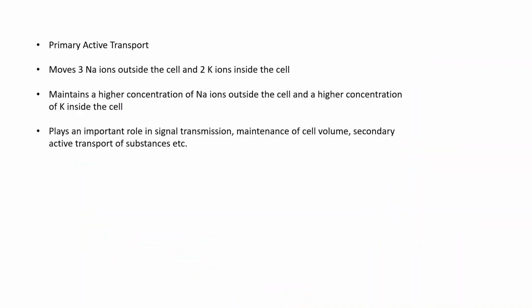Now, to conclude, what we saw in this presentation is that the sodium-potassium pump is an example of primary active transport. Active because it utilizes energy, and primary because the energy is obtained by hydrolysis of ATP directly. It moves 3 sodium ions from inside to outside and 2 potassium ions from outside to inside the cell, thus maintaining a high concentration of sodium outside the cell and a high concentration of potassium within the cell.